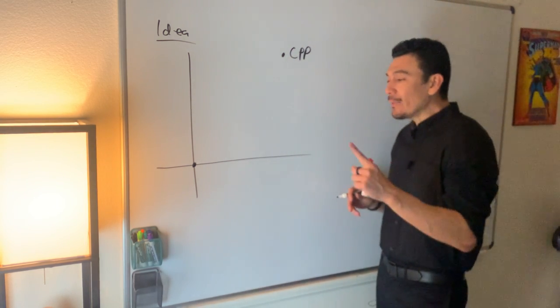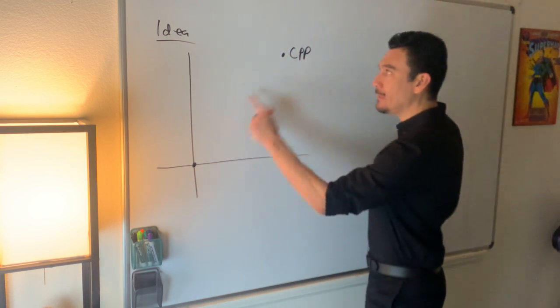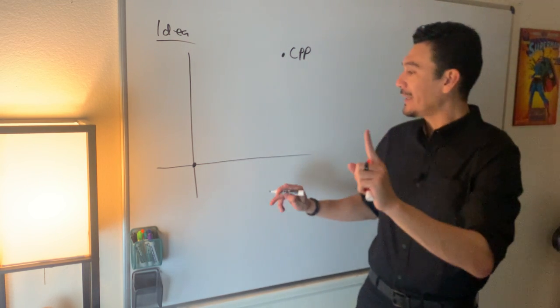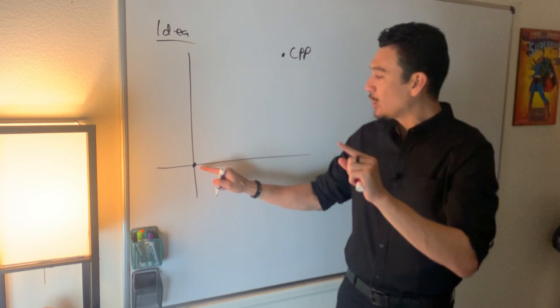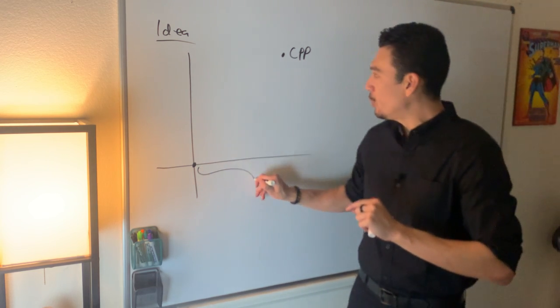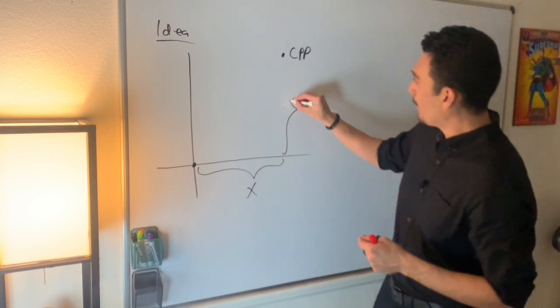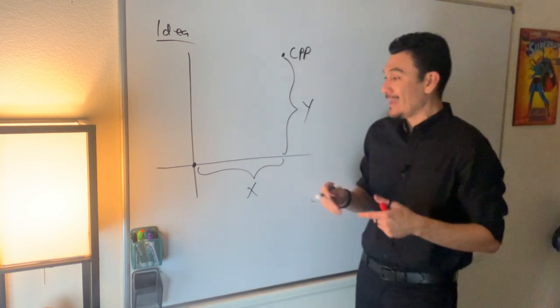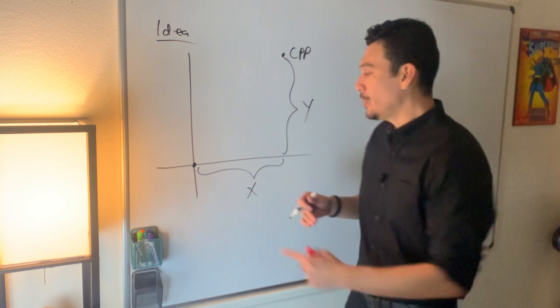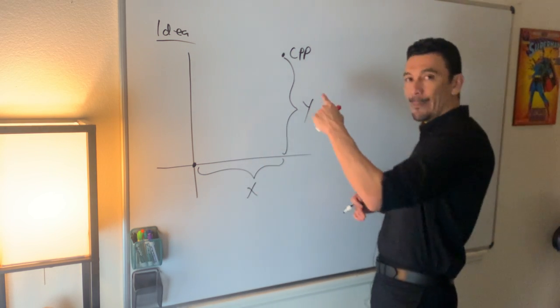Now, how can I go from where I am to Cal Poly? Can we agree that one way to go from here to there would be to move to the right x spaces, and then to go up y spaces, and ta-da, you're in class. You went to the right, and then you went up.